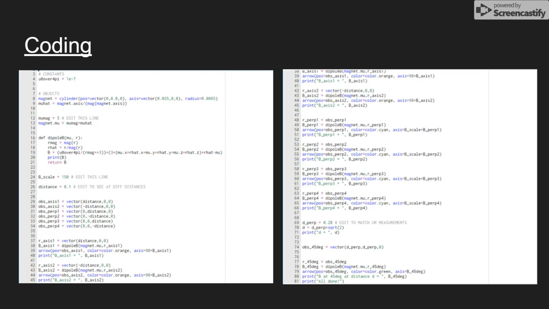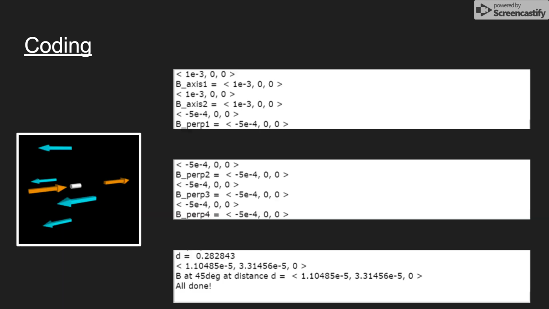For the coding, first I had to set up a function that would calculate the magnetic field of the dipole, and then the axis of each observation location was created, along with each arrow on and off axis of the magnetic field, and then the 45-degree magnetic field was calculated and printed out. As you can see here, there are 2 on-axis arrows and 4 off-axis or perpendicular. And down here we can see B at 45 degrees was about 1 times 10 to the negative 5th, 3 times 10 to the negative 5th, 0.